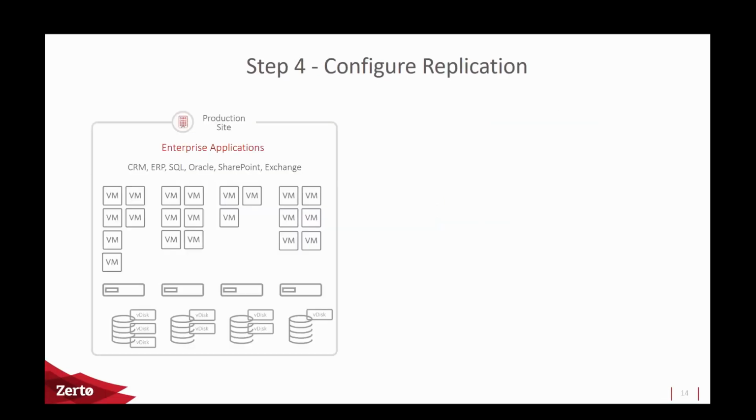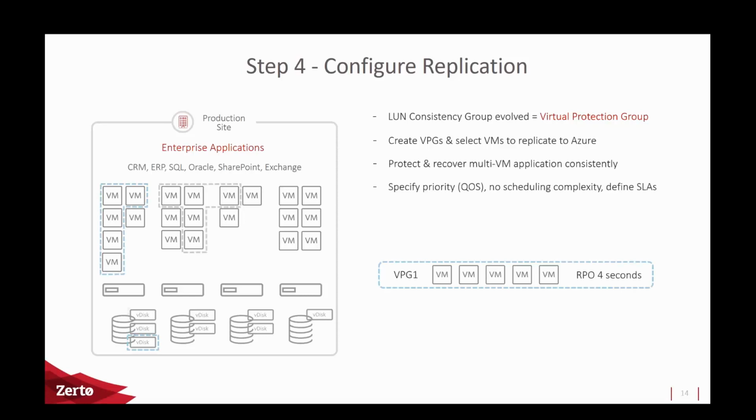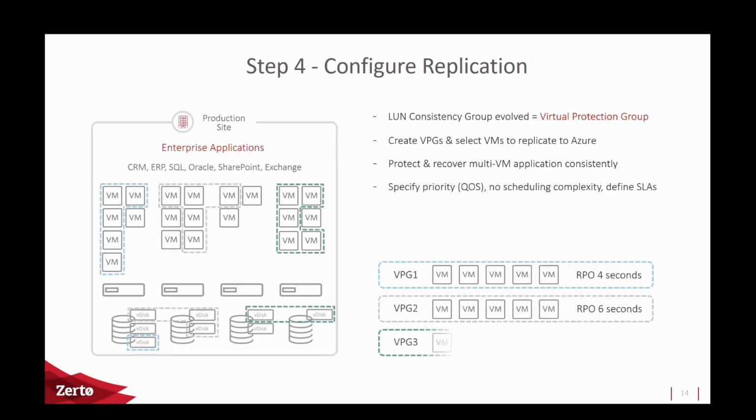which we'll come on to next. So step 4 is configuring the replication. In Zerto, we have the concept of a LUN consistency group evolved into what we call a virtual protection group. What this gives you is the ability to select VMs, put them in protection groups, and then you can protect and recover multi-VM applications consistently from a point in time of just a few seconds in the past directly into Azure.